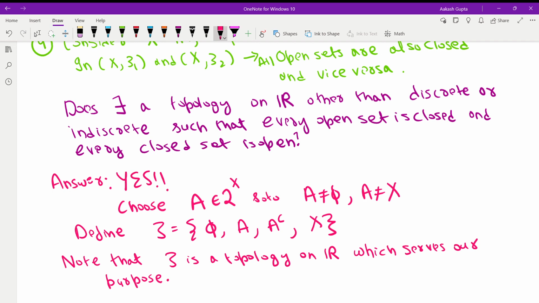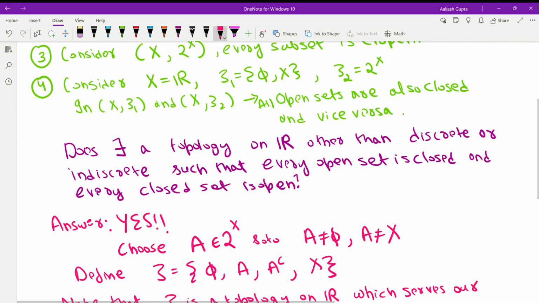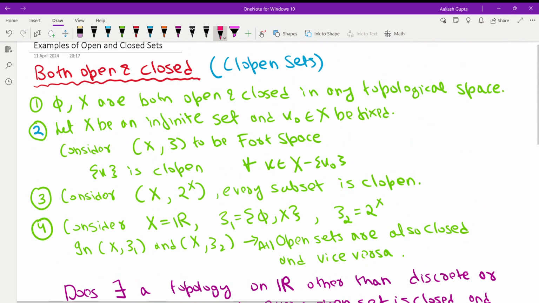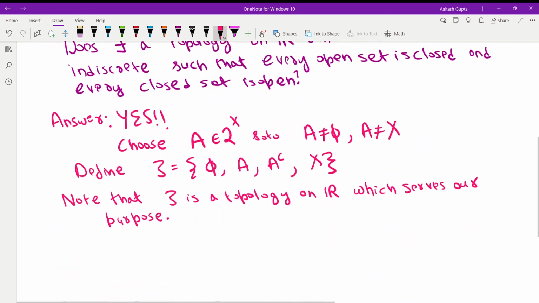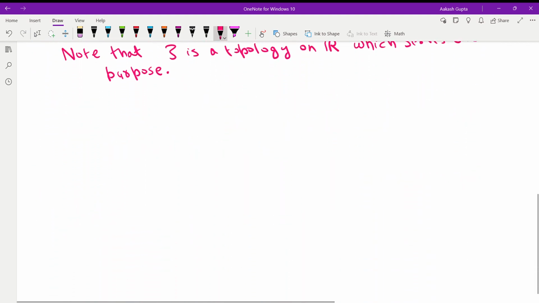Okay, so I think these examples are sufficient for the sets which are both closed and open. We will be encountering many of them later on also. So let me proceed with the examples of the sets which are open but not closed.